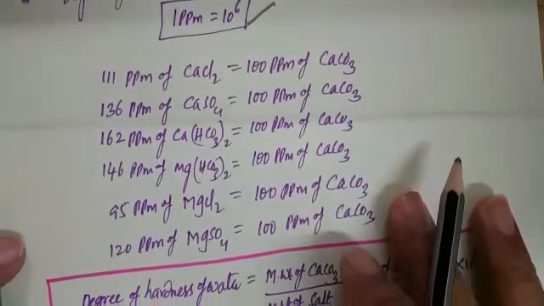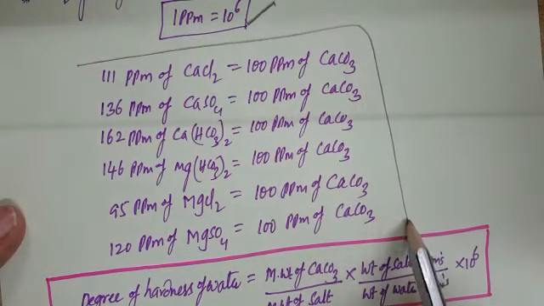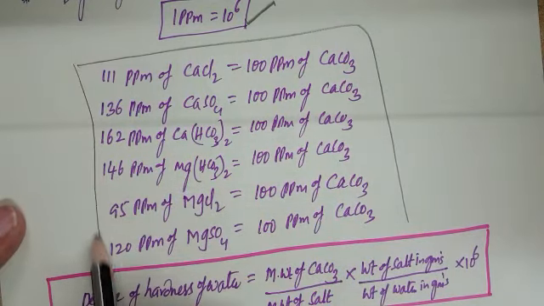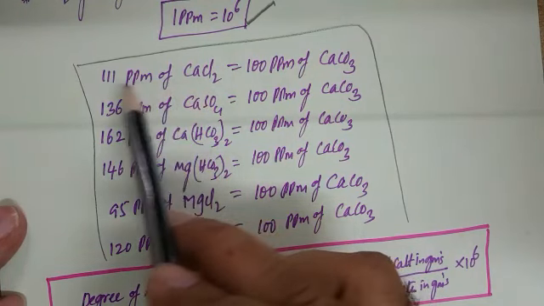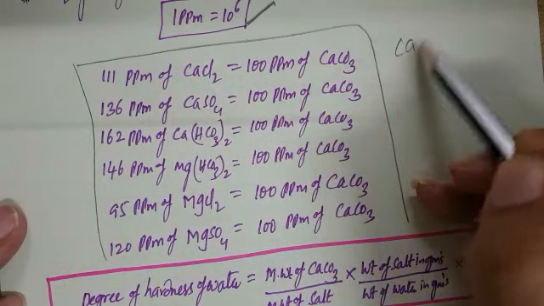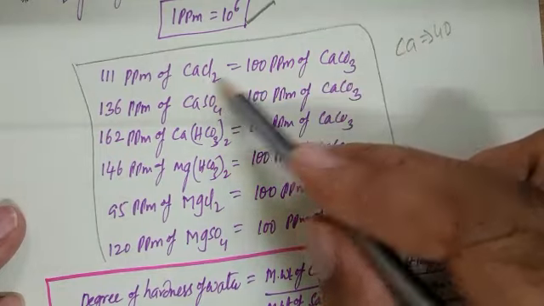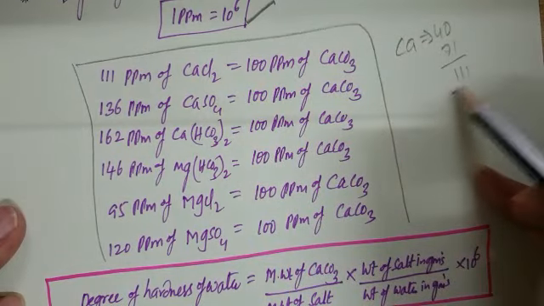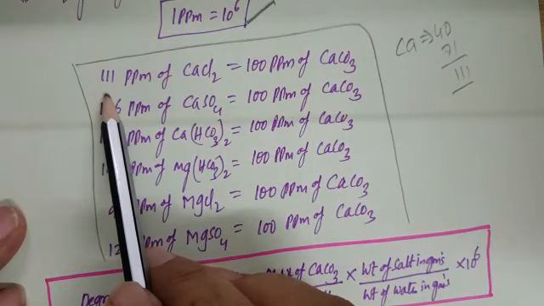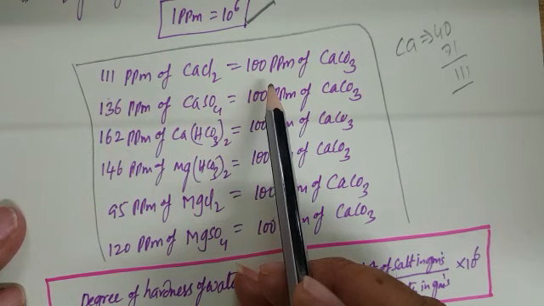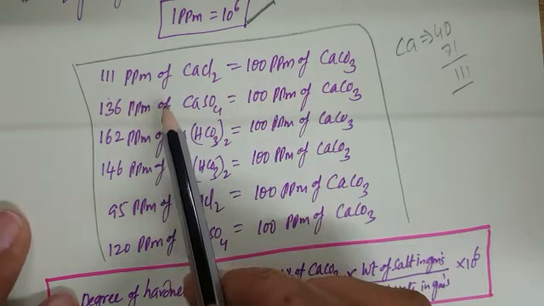Similarly, does everyone have a perfect idea so far? Take all the salts responsible for the hardness of water, for example calcium chloride. What is the molecular weight of calcium chloride? Calcium atomic weight is 40, chlorine atomic weight 35.5, 2 chlorines means 71, so 111. So simply you can say 111 grams of CaCl2 is equal to what? 100 grams of CaCO3. That you can also express in terms of ppm.